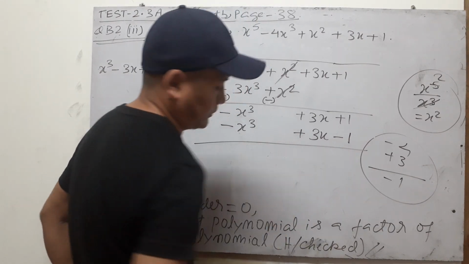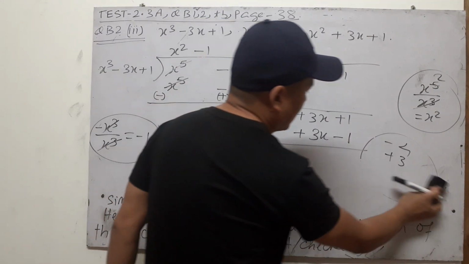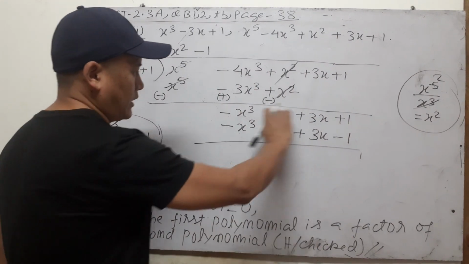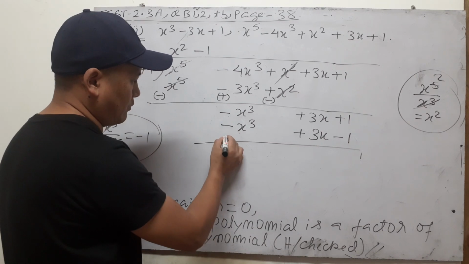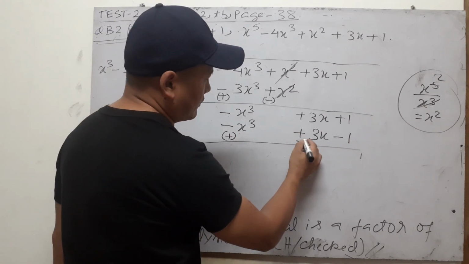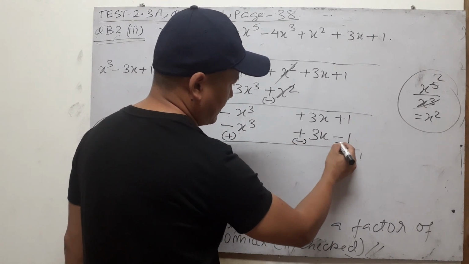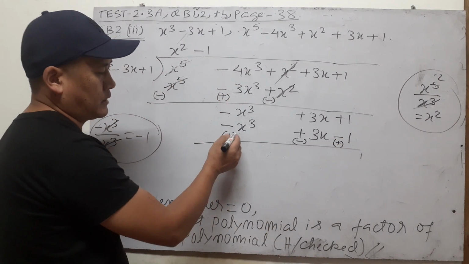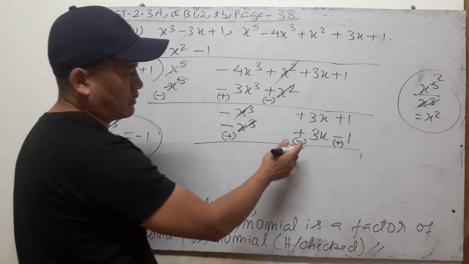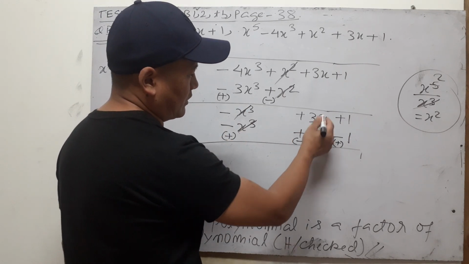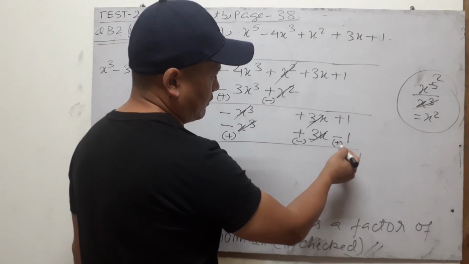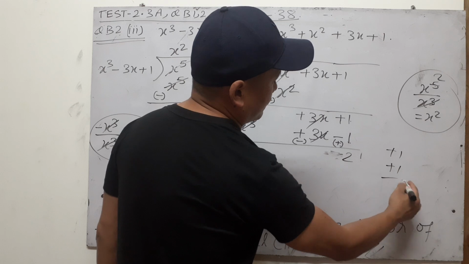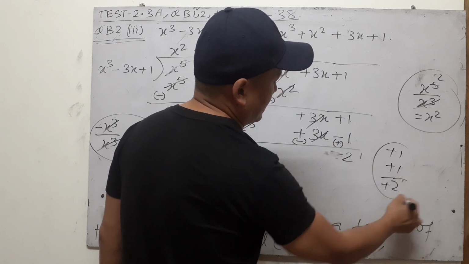Put a long line. Then change the signs of the lower expression. So the upper one, lower one: minus x cubed becomes plus x cubed, plus 3x becomes minus 3x, minus 1 becomes plus 1. Plus x cubed minus x cubed is 0, plus 3x minus 3x is 0, plus 1, here also plus 1, so plus 1 and plus 1 is plus 2. Both plus means we add, 1 plus 1 is 2, and the sign is also plus.